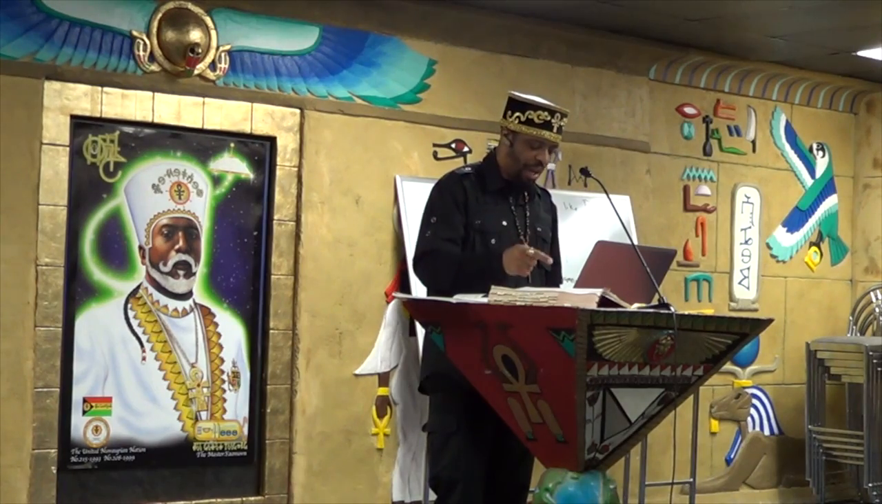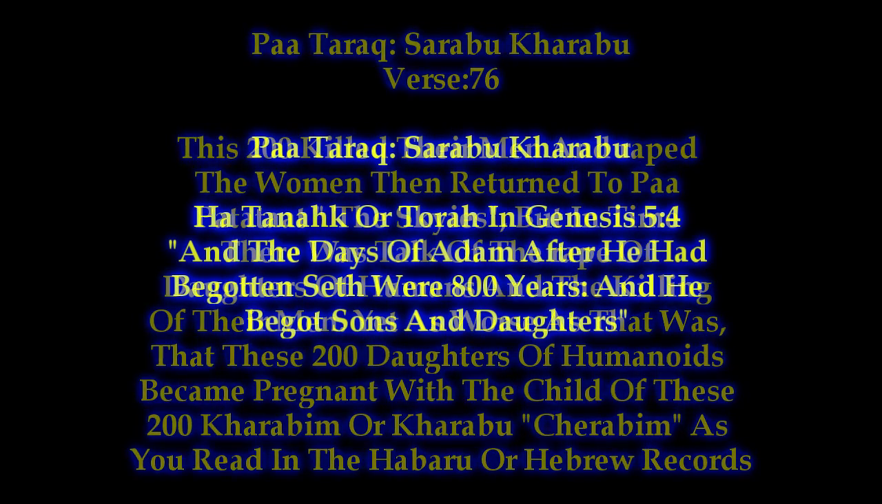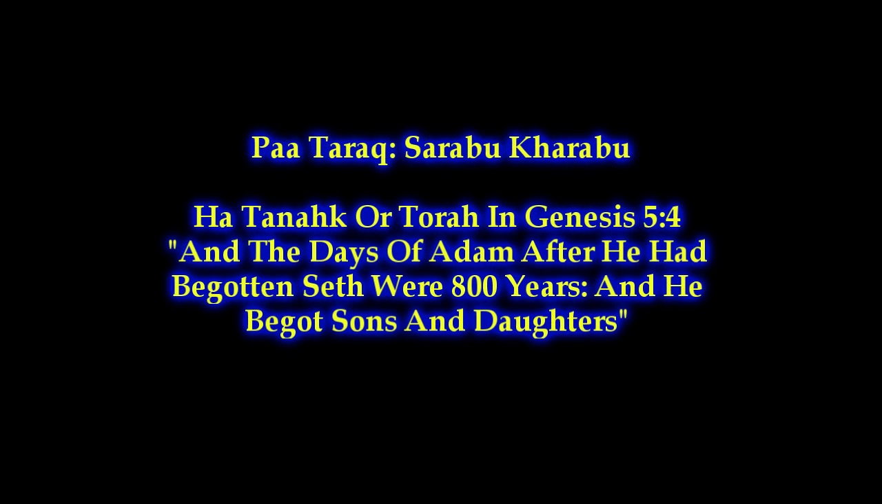All right. This 200 is 76. This 200 killed their men and raped the women. Then returned to Papatatat, the skies. But in time there was talk of the rape of the daughters of humans and the killing of their men. Yet as worse as that was, these 200 daughters of humanoids became pregnant with child of these Karabim or Karabu cherubim, as you read in the Habaru or Hebrews records, Hatanakh or the Torah, in Genesis 5:4, in the days of the earthling Adam, after he had begotten Seth with 800 years, and he begot sons and daughters.